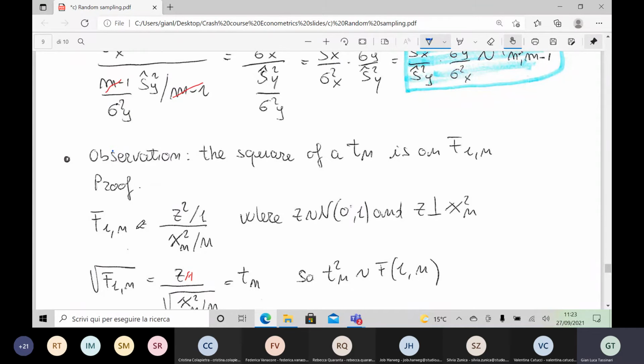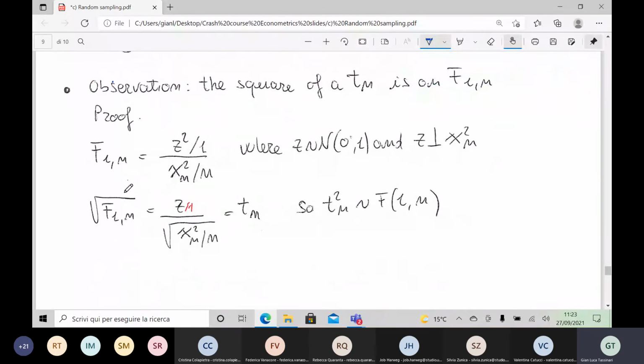Then you must divide by a chi square with n degrees of freedom, divided by n. But guys, how can you rewrite it? If you look here, what is the square root of this? It is theta over 1 divided by the square root of a chi square with n degrees of freedom divided by its number of degrees of freedom, assuming that theta is independent of the chi square, and so the square of theta is also independent of the chi square.